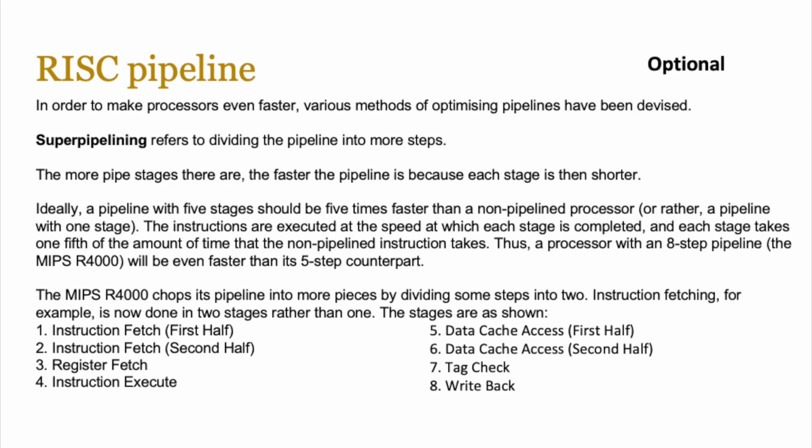Now, what we've just discussed is just basic pipelining, and there are lots of different versions of optimizing pipelines. And these are all optional, and you don't need to study this for A2 level. However, if you're interested in it, it's there for you.